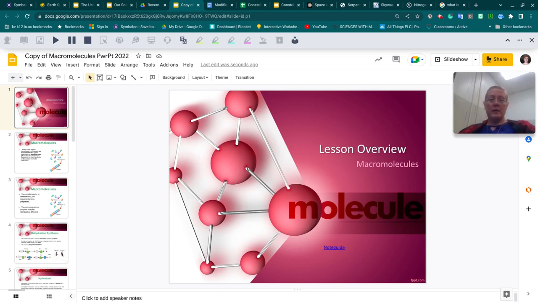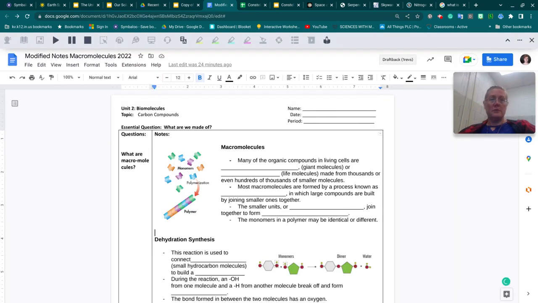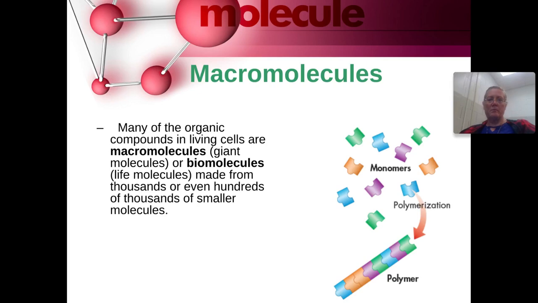Okay, guys, you wanted a note guide? Here we go. Macromolecules. This goes really nicely with our lesson on macromolecules. So, you should have picked this up in class. The macromolecule note guide right here. And these all go along perfectly with the slideshow that I will be going over right now.